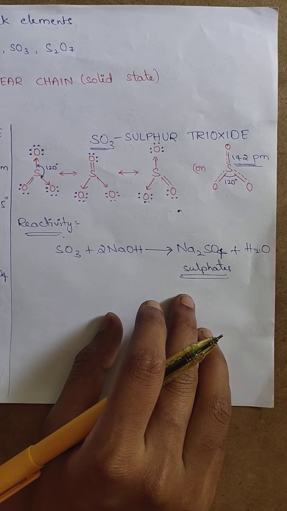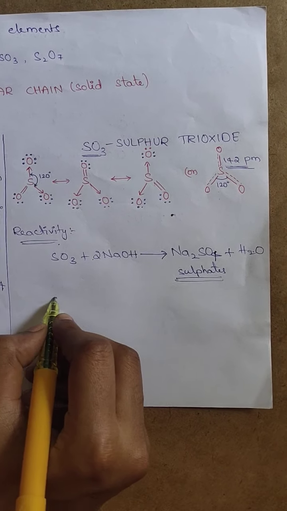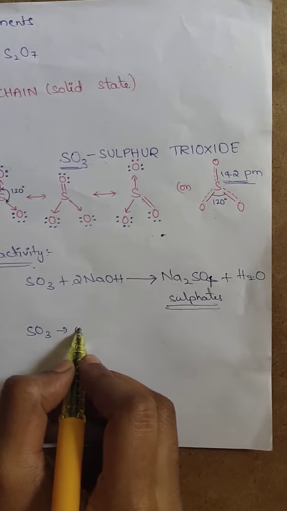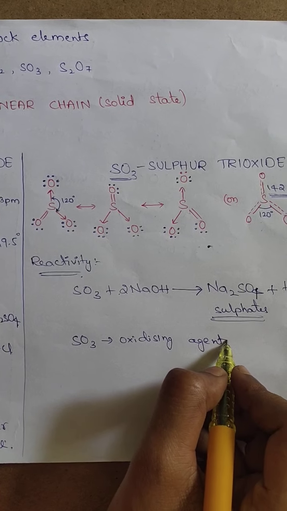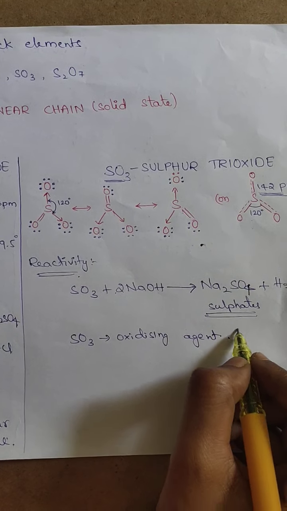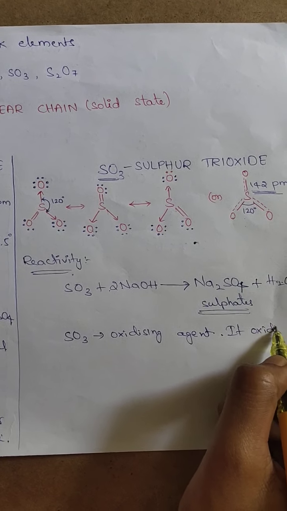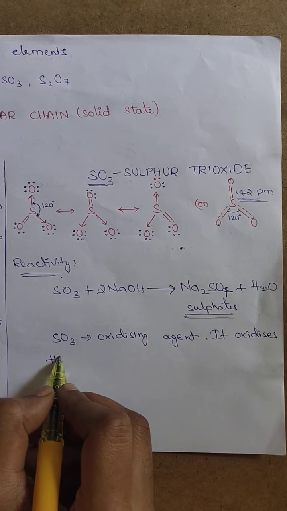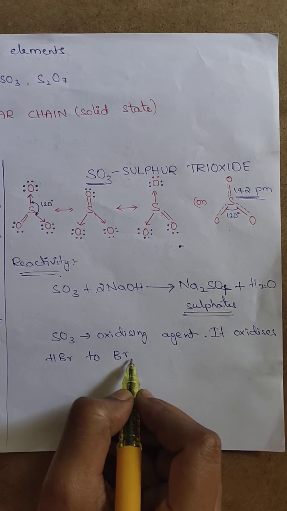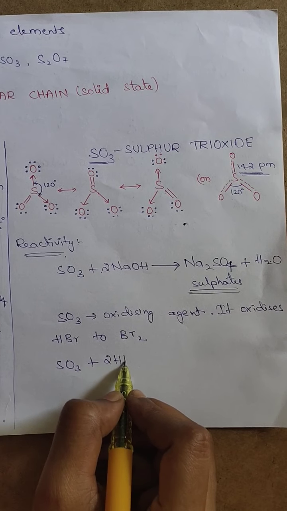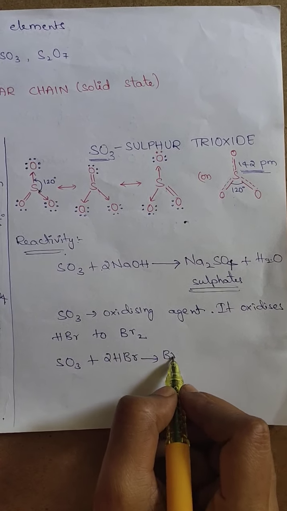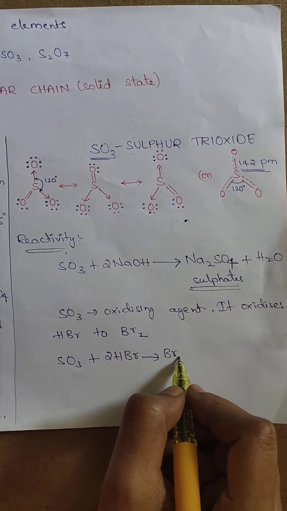Next one, it is acting as a powerful oxidizing agent. Sulfur trioxide acts as an oxidizing agent. It oxidizes hydrogen bromide to bromine. Whenever sulfur trioxide reacts with 2 moles of HBr, we get bromine and sulfur dioxide, and the remaining one is water. This is about sulfur trioxide.